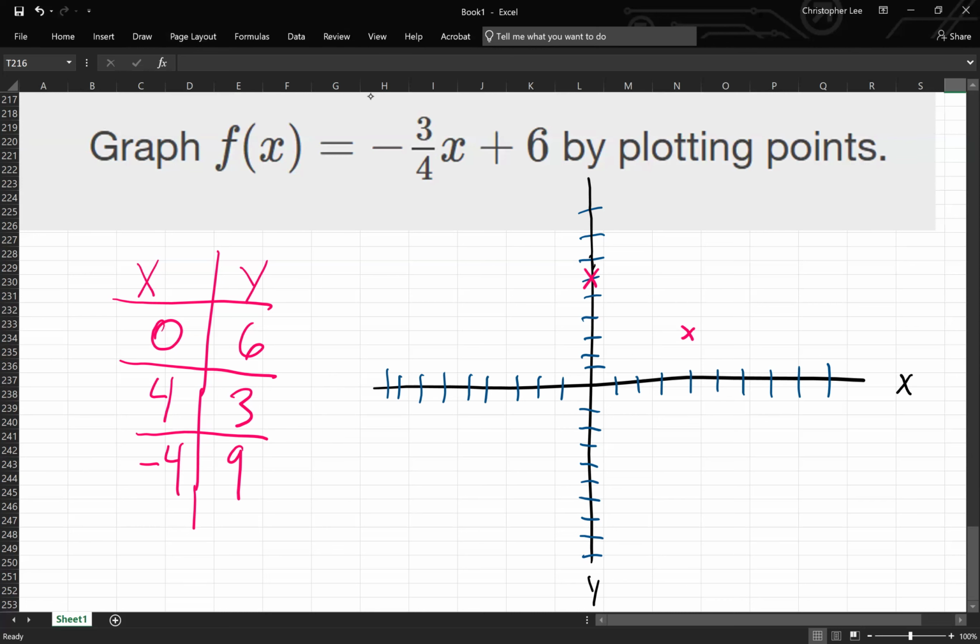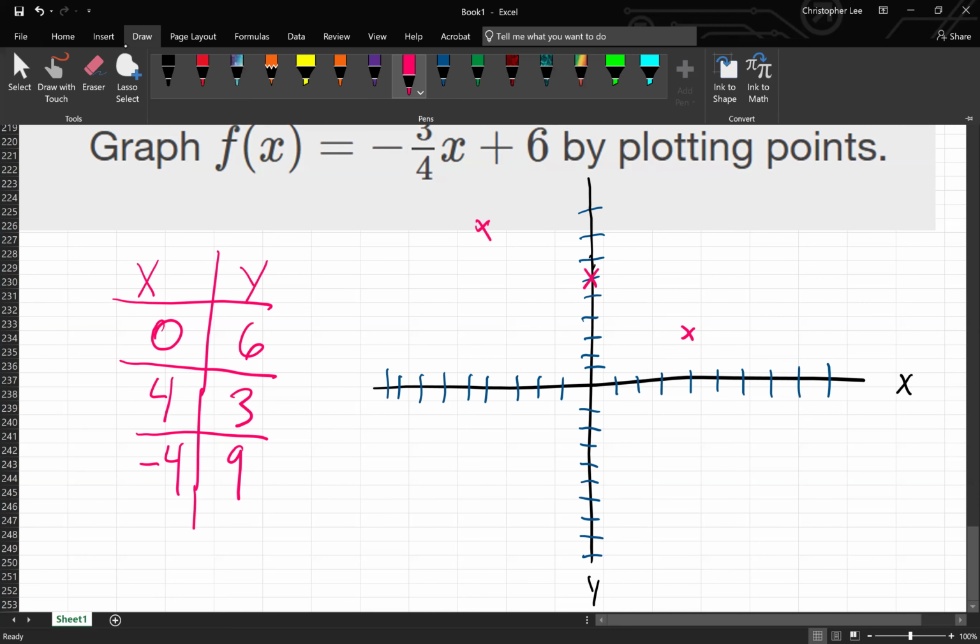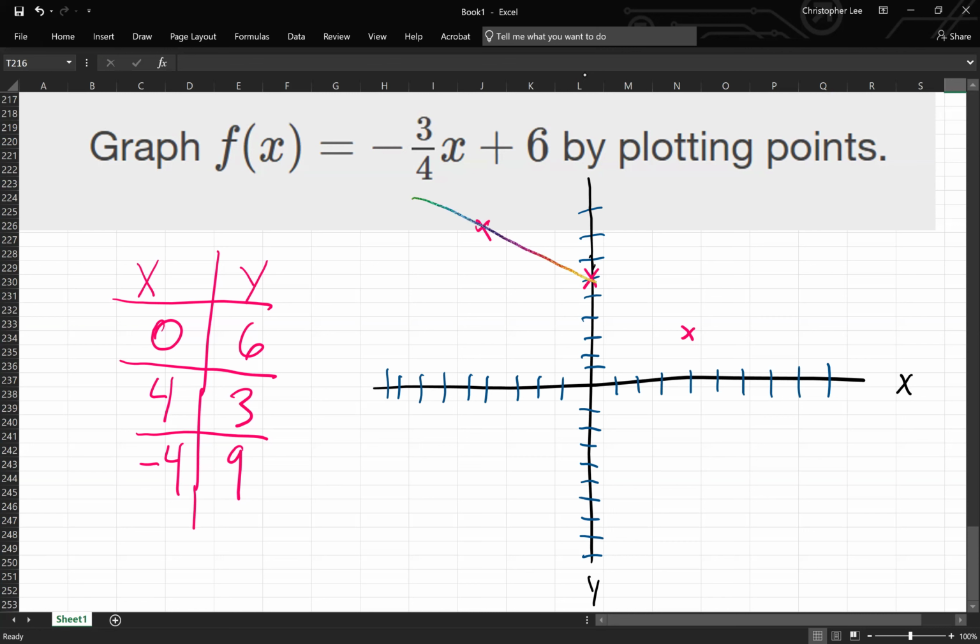So like here. And then again, you use your straight edge. Go straight through the points. Boom. Right. And that's it. This is f of x equals -3/4 x plus 6. All right. Questions, anybody? We good? Good.